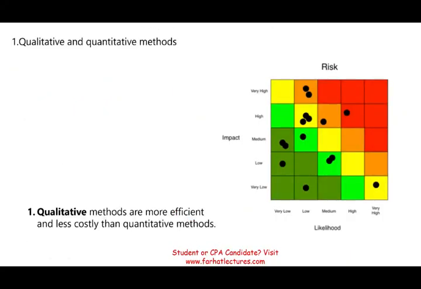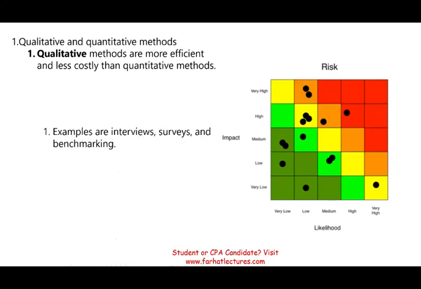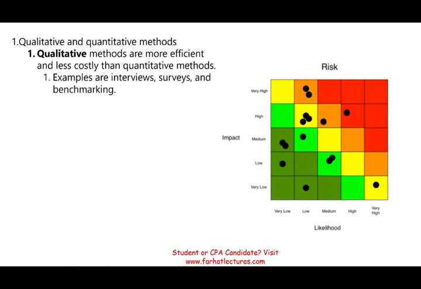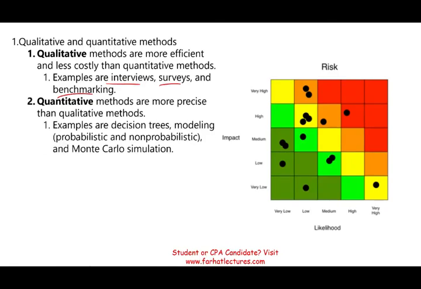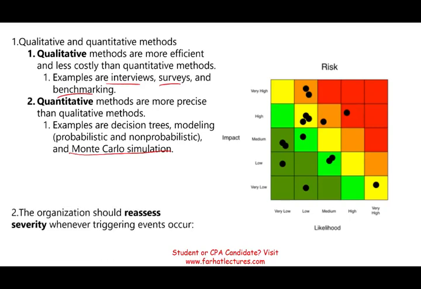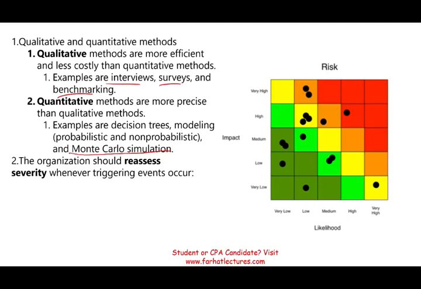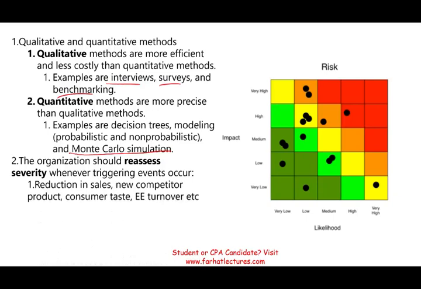Also, you can use qualitative and quantitative methods. Qualitative methods are more efficient, less costly. Examples would be interview, survey, and benchmarking to assess the risk. Or you could use quantitative methods. They're more precise. Here you are dealing with maybe Monte Carlo simulation, which is basically fancy software, probabilistic and non-probabilistic studies, decision tree modeling. So the organization should reassess severity, not once. They should always reassess severity when something happens, when there's a reduction in sales, new competitors, employee turnover, consumer taste, because the severity of the risk could change as the business context changes.